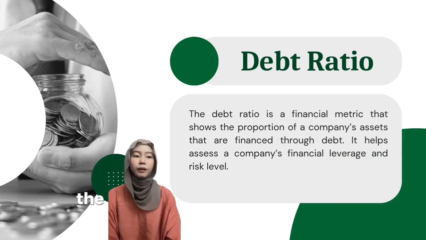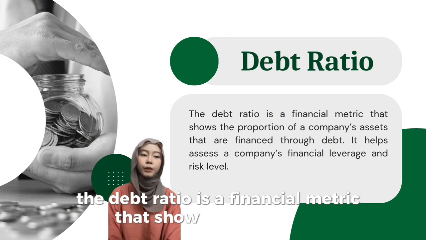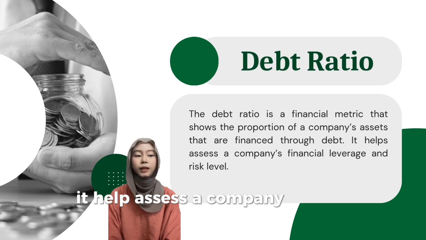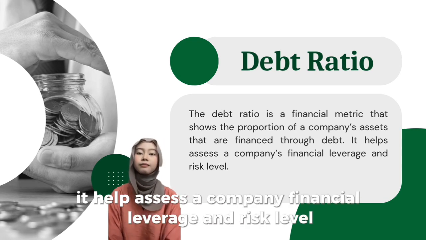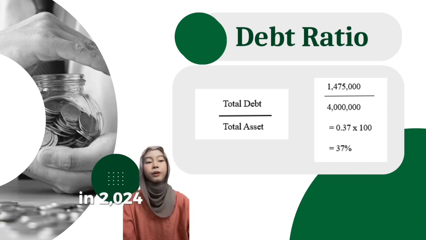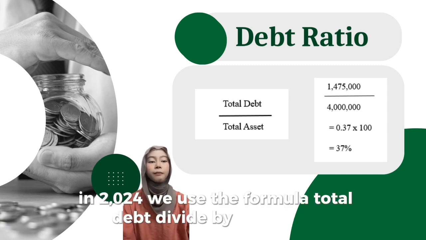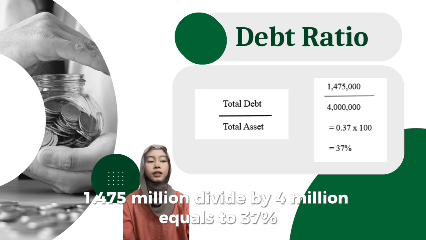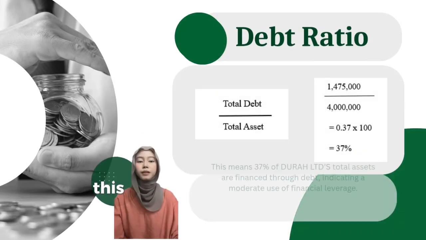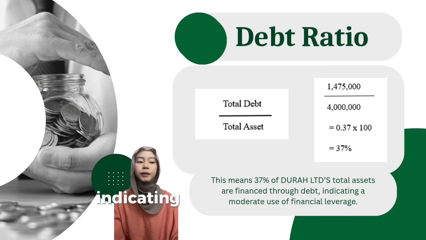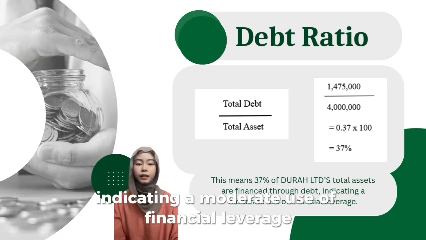Debt ratio. The debt ratio is a financial metric that shows the proportion of a company's assets that are financed through debt. It helps assess a company's financial leverage and risk level. To assess the health of Dura Ltd debt management in 2024, we use the formula total debt divided by total asset. 1,475,000 divided by 4 million equals to 37%. This means 37% of Dura Ltd's total assets are financed through debt, indicating a moderate use of financial leverage.